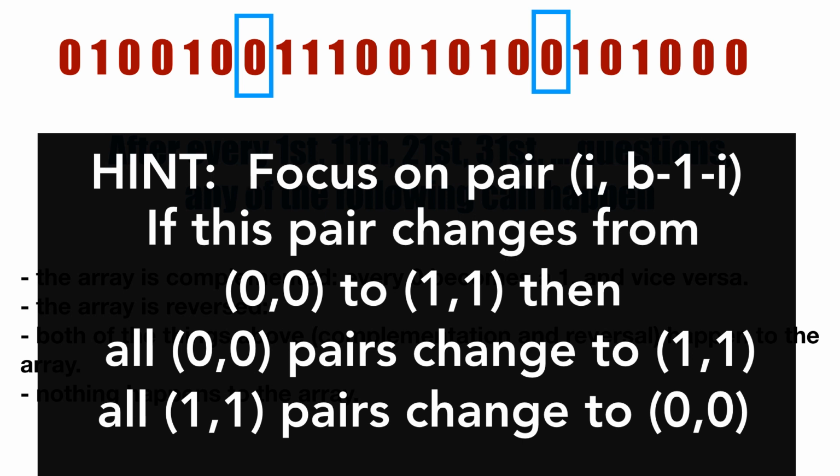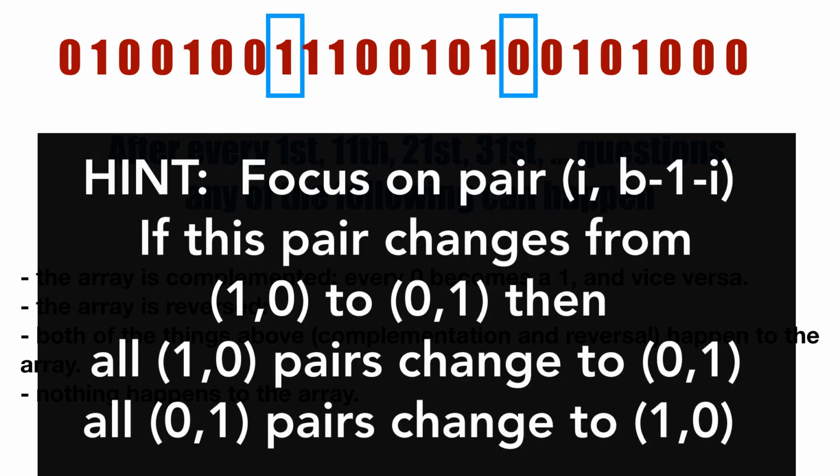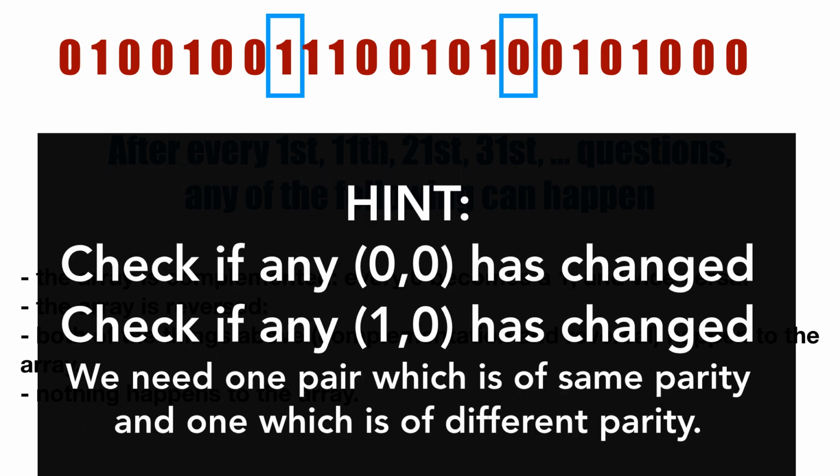Let me expand this a little bit, and now another observation is for the pair of different parity. So if we check the pair 1, 0, and if it changes to 0, 1 after any of the 4 operations, I can claim that all of the rest of 1, 0 pairs in my array are going to change to 0, 1, and all of the 0, 1 pairs are going to change to 1, 0. So all we have to do is check if any 0, 0 pair has changed or if any 1, 0 has changed. Okay, it's not exactly that.